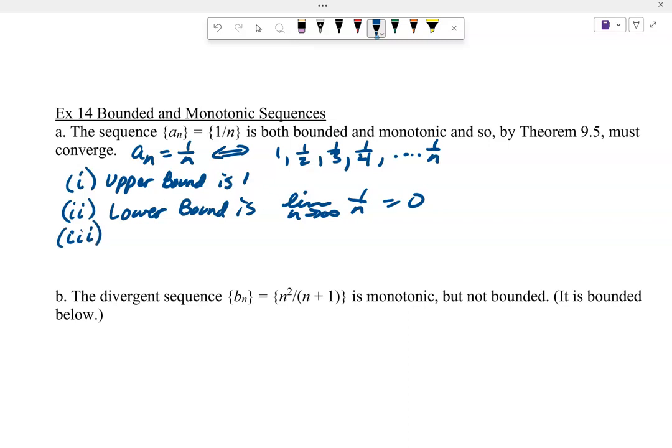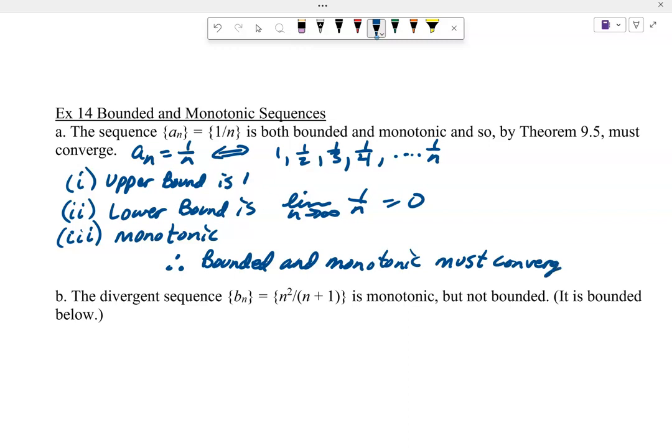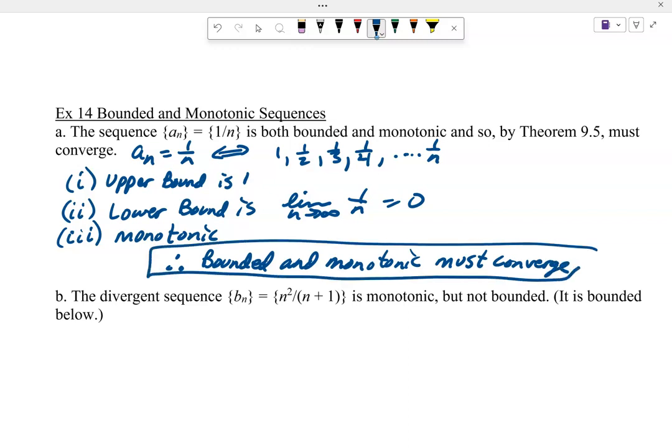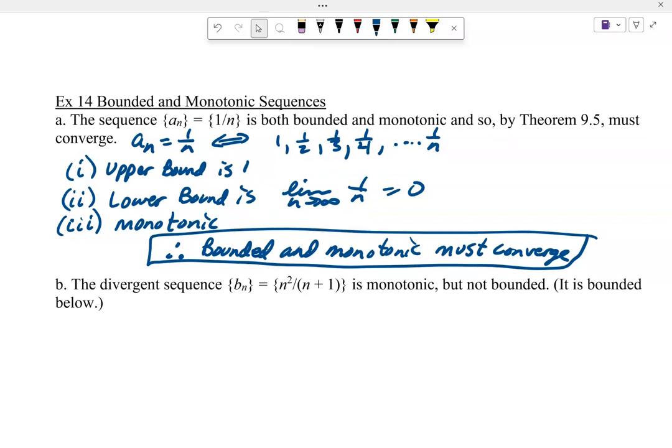And this is monotonic, right? It's non-increasing. Non-increasing, this is monotonic. Therefore, since it's bounded and monotonic, it must converge. And of course it converges. We know it converges to 0. All right, let's look at this next one here.